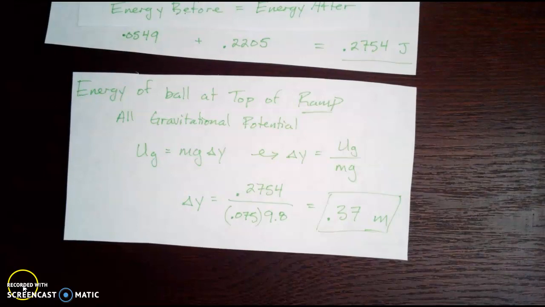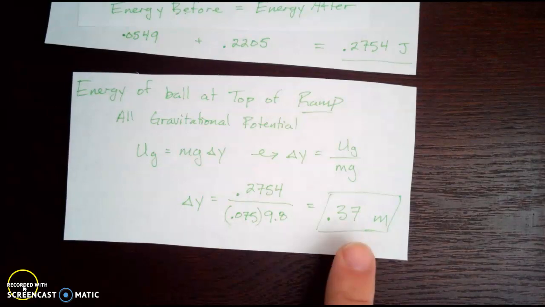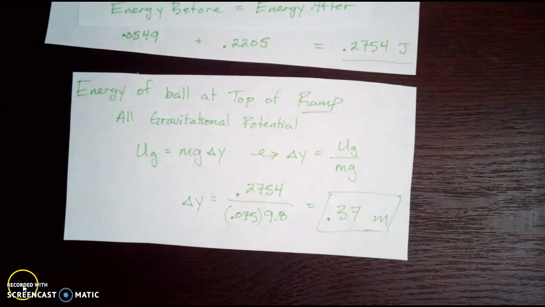Now, does that number make sense? Should it be higher than the highest point in the loop? Yes, because at the highest point of the loop, it needs to have both gravitational potential energy and kinetic energy, so it should be higher than that amount. So this looks like a good number.